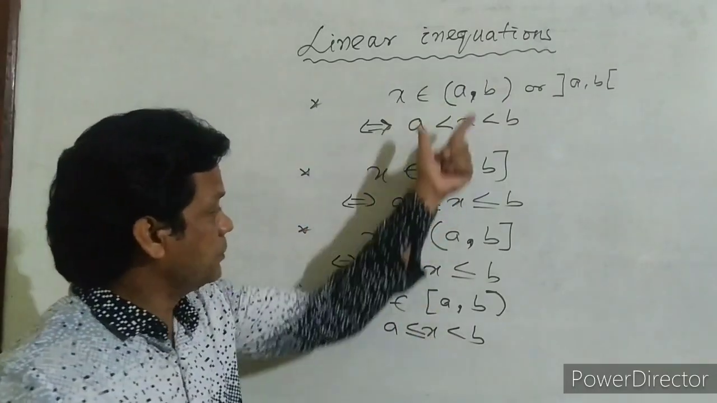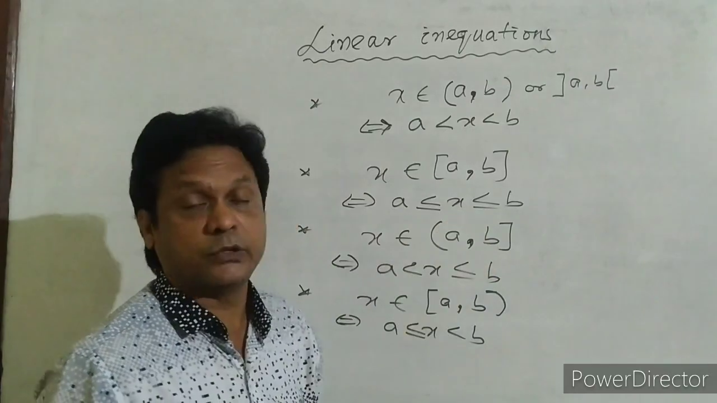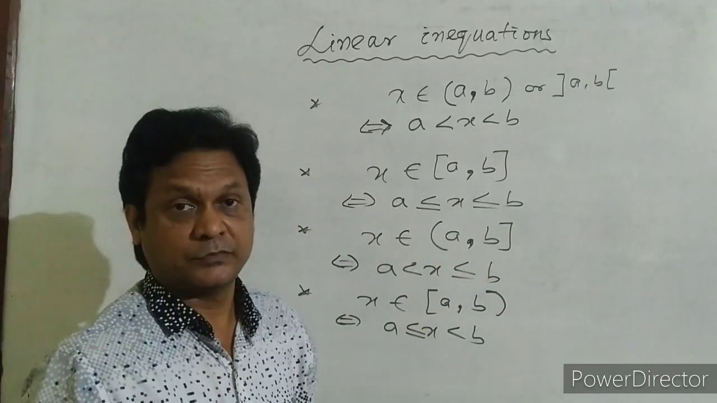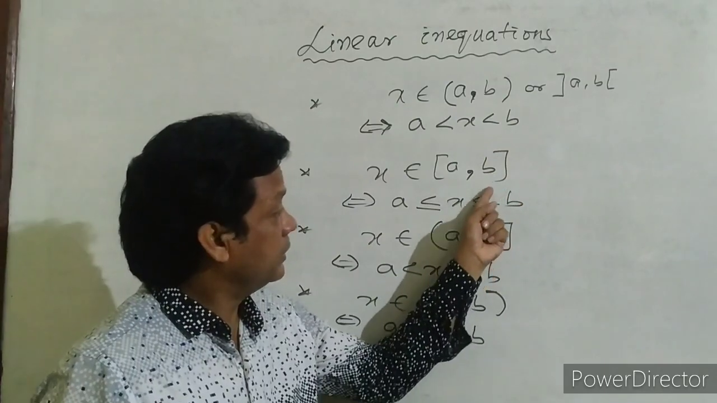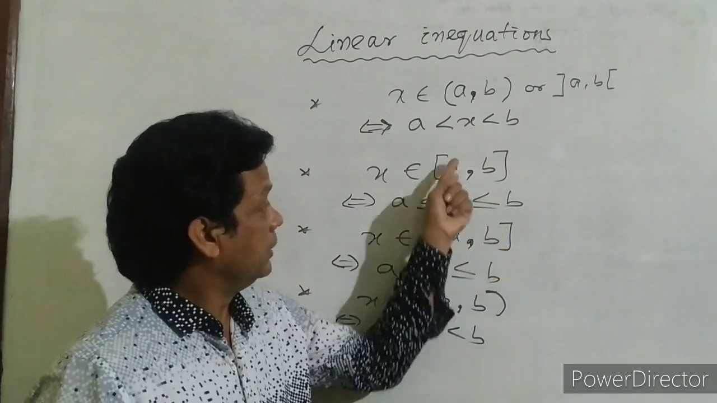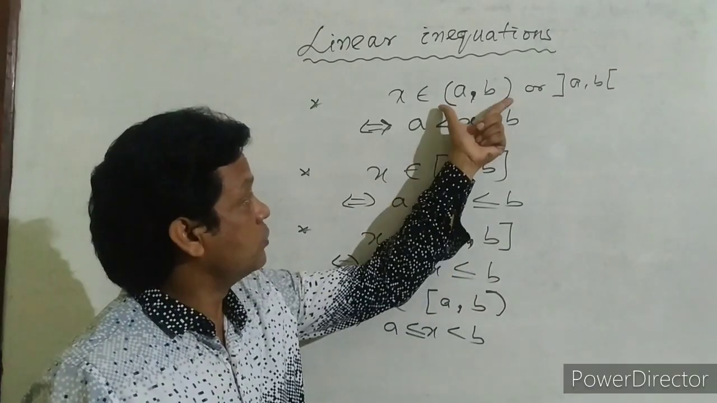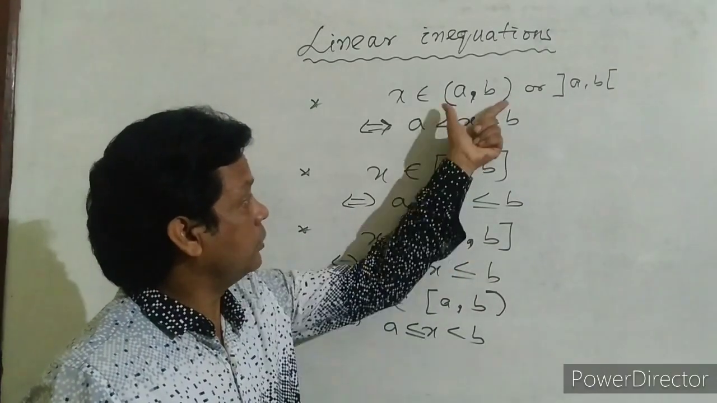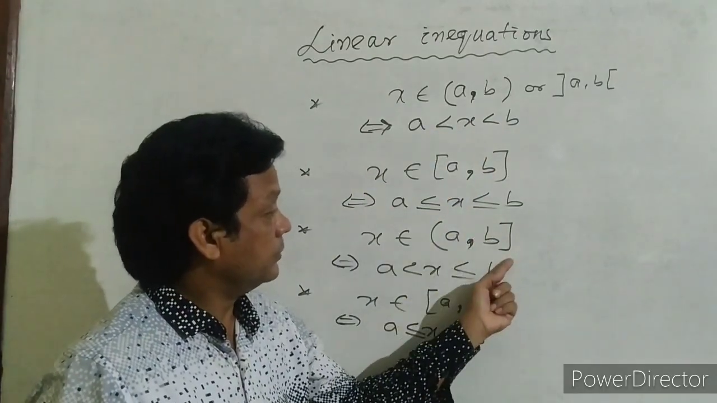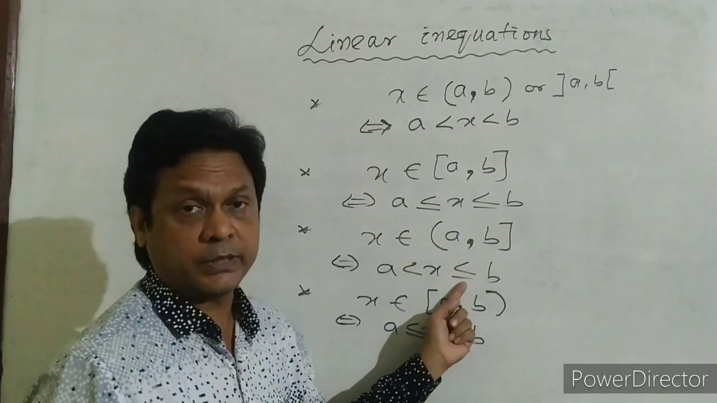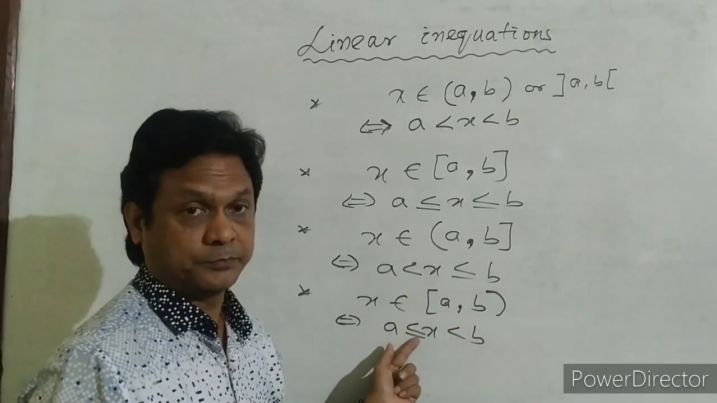See here, in these four cases, when there is a closed interval, you are giving the equal to sign. Right closed, you are giving the equal to sign with less than. Left closed, with greater than, you are giving the equal to sign. Here there is no closed interval, so strictly less than, strictly greater than. Here, right closed, so the equal to sign is there. And here, left closed, so the equal to sign is there.